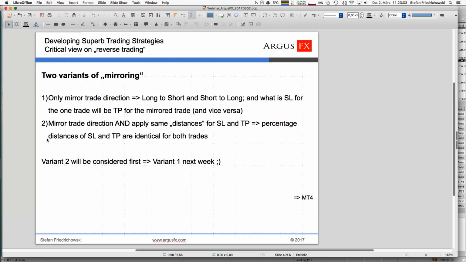So there are two, let's call it, fundamental types of how to mirror a trade. You can build for sure a lot of other types, but those two fundamental types represent how to mirror trades. And what I will do now is I will first look only at variant 2. That means I always open two trades, a long and a short trade, and both trades have the same risk-reward ratio. So the stop loss, for example, is maybe 2 times ATR, and that applies to both trades. And if the risk-reward ratio is 3, once again, a factor of 3 for the take profit on both trades, for the long and for the short trade. So that's all.